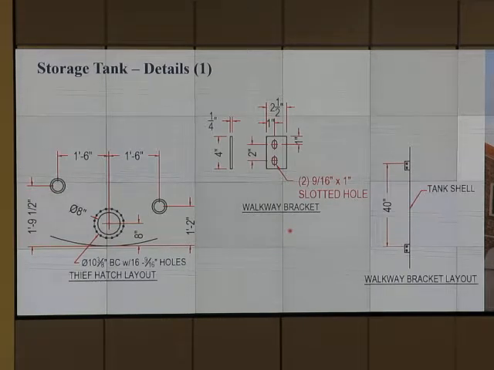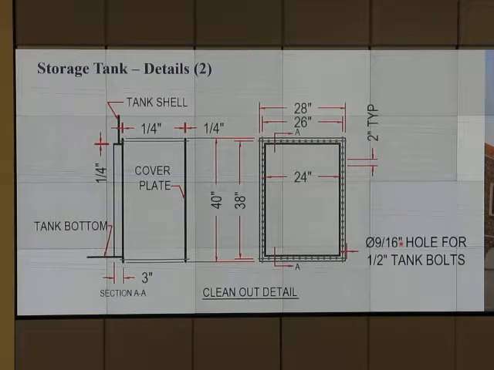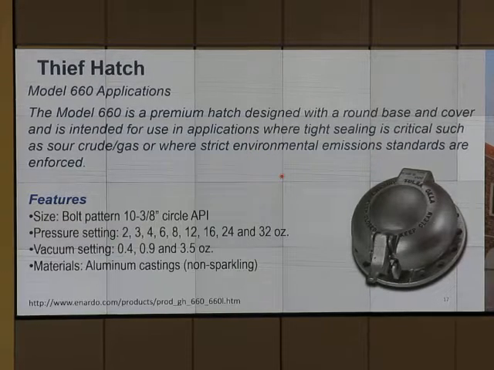So there's a dip hatch. This is on the top of the steel tank, and there's a bracket for the walkway, and a cover plate, and a clean out detail, the part where we go inside, showing how big that is. That is enough for someone to go inside. Dip hatch. This is a model for 660. So this model is a dip hatch.